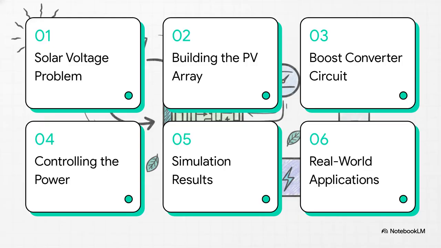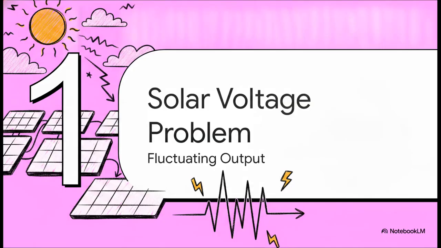To solve this, we'll follow a clear roadmap. First, the solar voltage problem. Second, building the PV array. Third, the boost converter circuit. Fourth, controlling the power. Fifth, analyzing simulation results. And finally, real-world applications. All right, section 1, the solar voltage problem.